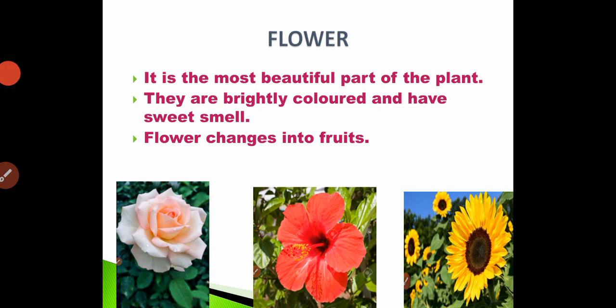Flower is the most beautiful part of the plant. They are brightly colored and have a sweet smell. But do you know every fruit starts with a flower and then the flower turns into the fruit? Now here you can see some pictures which we usually see. It is a rose, the second one is hibiscus and the third one is sunflower. They are looking very bright and colored.